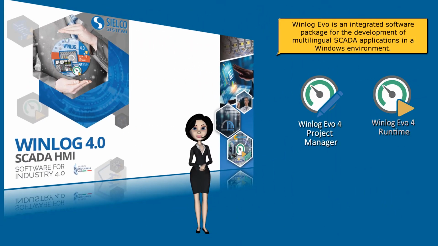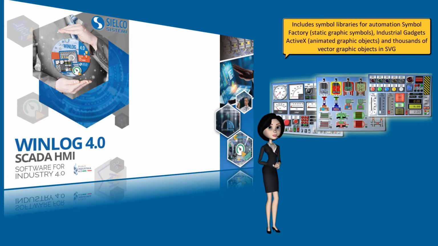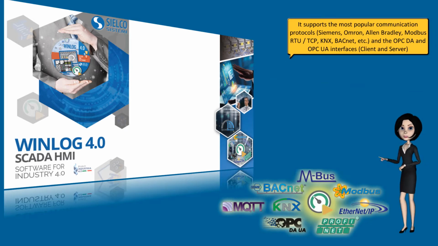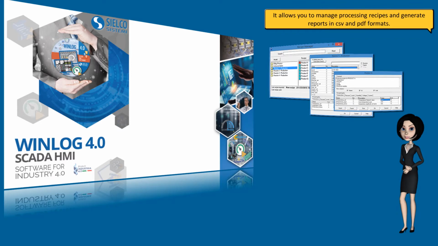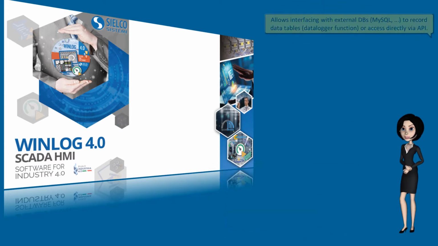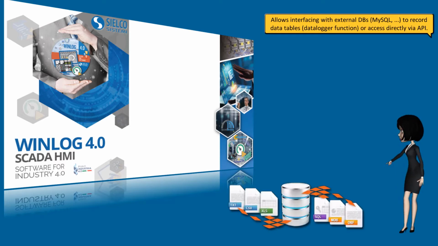Winlog Evo is an integrated software package for the development of multilingual SCADA applications in a Windows environment. It includes symbol libraries for automation such as Symbol Factory, Industrial Gadgets ActiveX and thousands of vector graphic objects in SVG. It supports the most popular communication protocols. It allows you to manage processing recipes and generate reports in CSV and PDF formats. It allows interfacing with an external database to record data tables, or access through APIs.